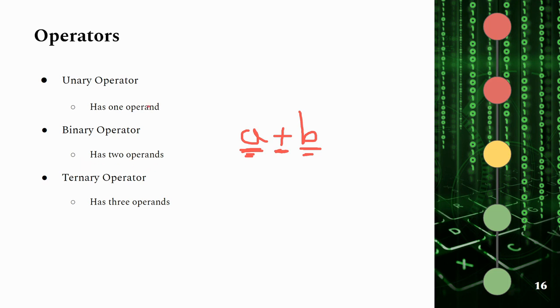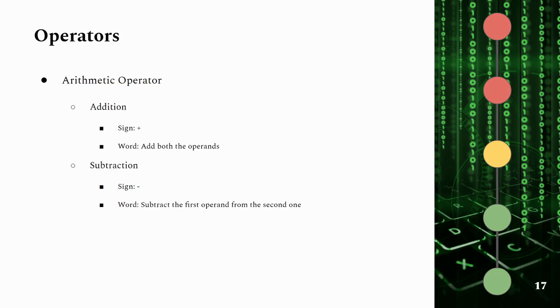Similarly, there are some operators that need only one operand to work. They are called unary operators, and some operators need three operands. They are called ternary operators. In our course, we will mainly focus on binary operators and, in some cases, unary operators. Ternary operators will not be discussed much in our course, but you may need them in later courses. So that was based on operands.